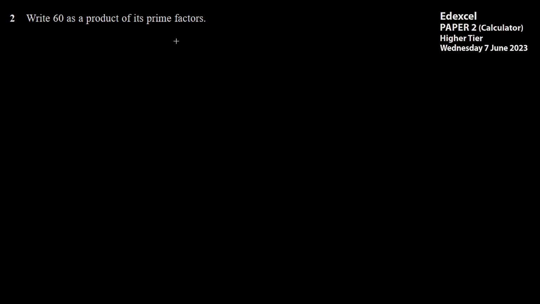Question 2, another straightforward question. We're asked for 60 as a product of its prime factors. So it's x times y times z and so on. I do this slightly differently, but the result is the same.